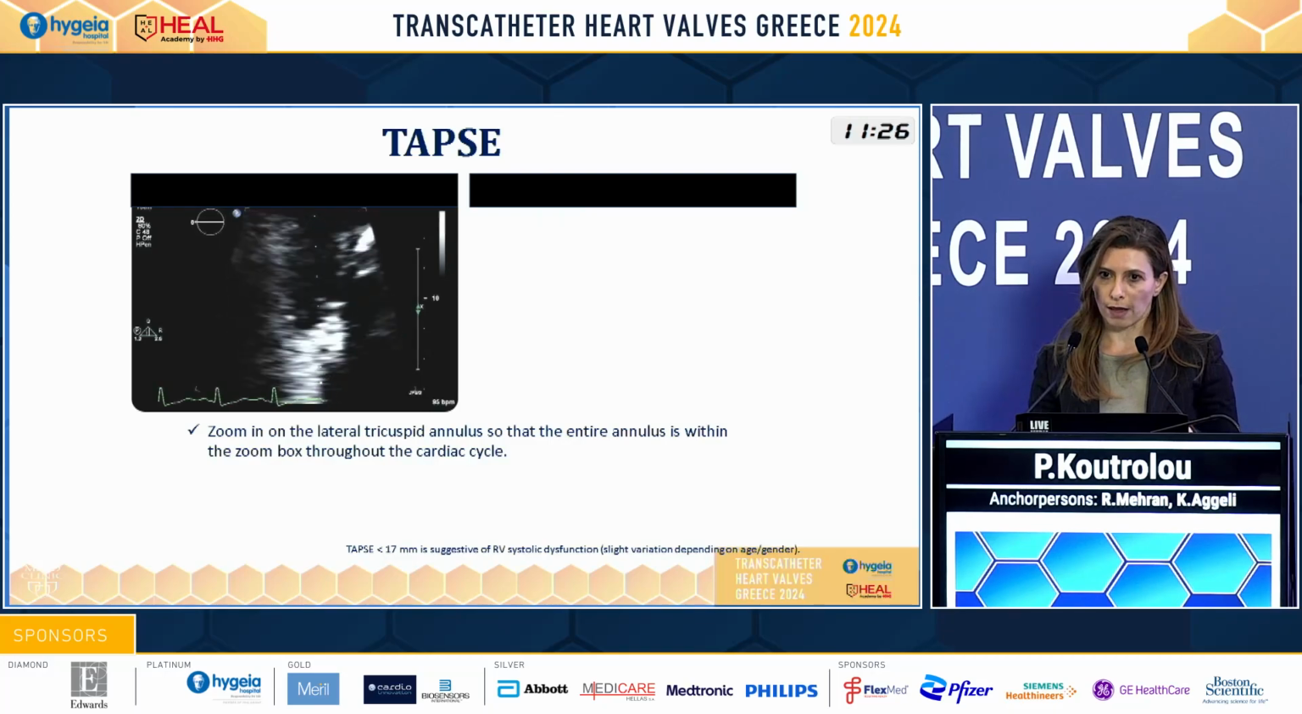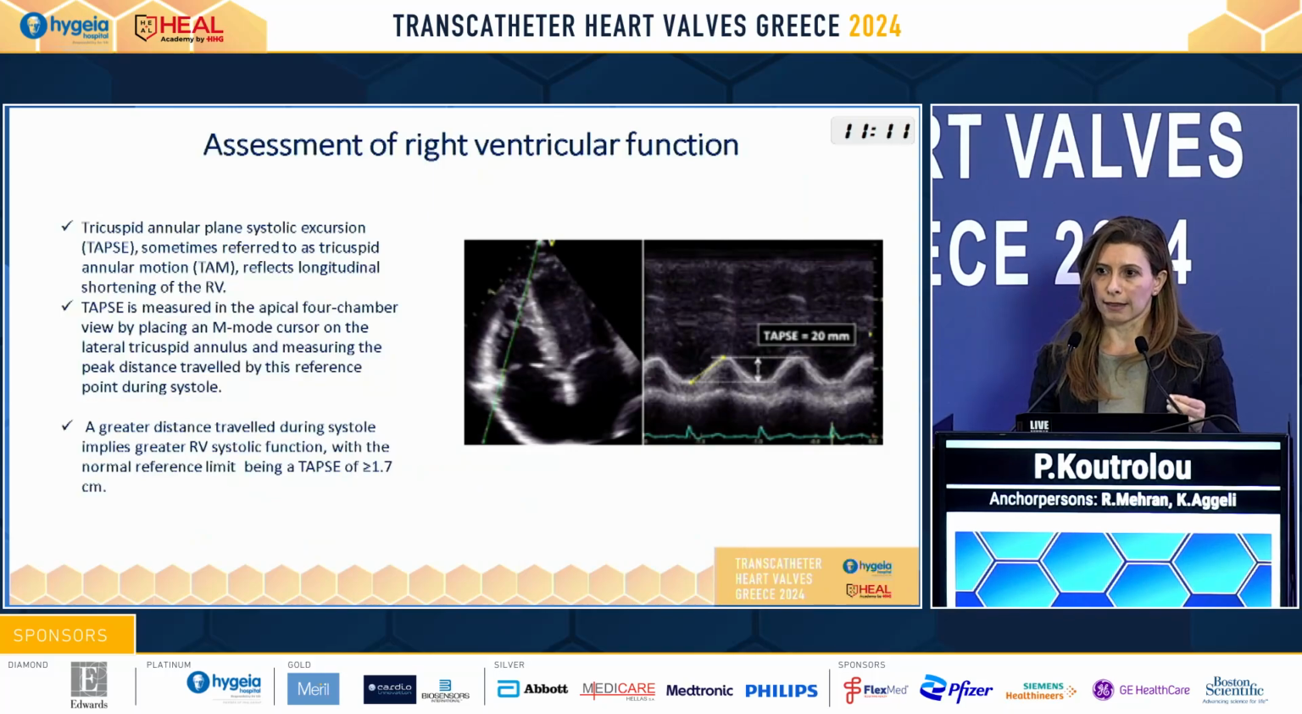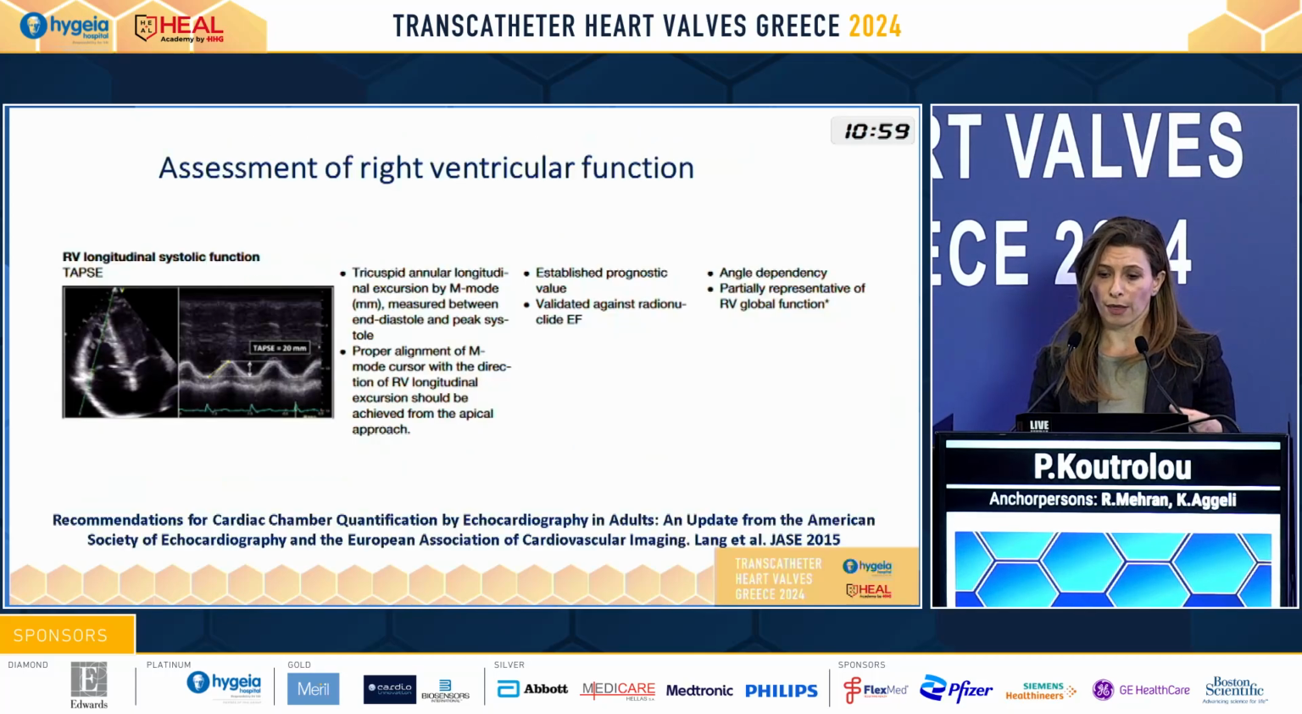What we actually do with the echocardiography is that we zoom at the tricuspid annulus and we place our cursor exactly at the lateral part of the tricuspid annulus, and we measure the distance through the M mode from the bottom of the diastole to the systole, the longest distance. And when this distance is more than 1.7 centimeter or 17 millimeter, then we say that this patient has normal RV function. However, we all know that TAPSE gives us information only about the basal RV.